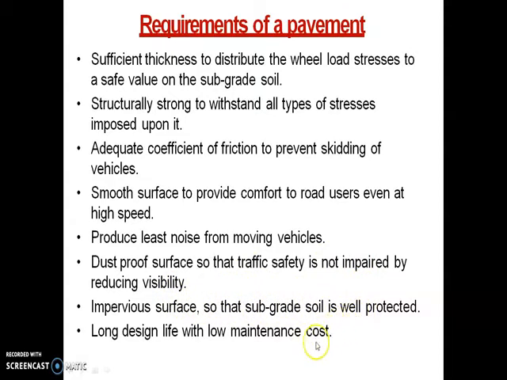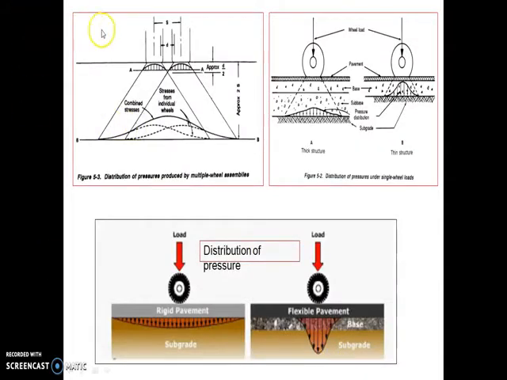Distribution of pressure produced by multi-wheel assemblies. Second one, distribution of pressure under single wheel loads. We have to show this one. This is the combined stress from wheels. This one is the approximate two years. This one is something structures, and then this one is something structures. This is called A section. This is called B section. This one is wheel load, and then pavement. Ground surface is called pavement.